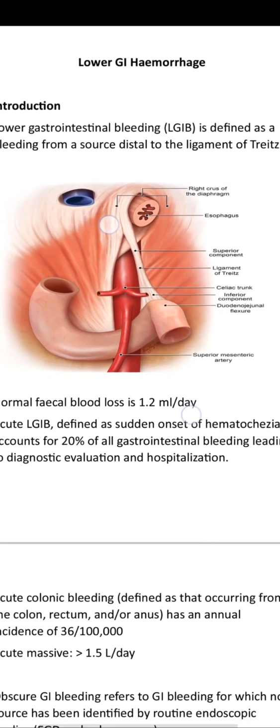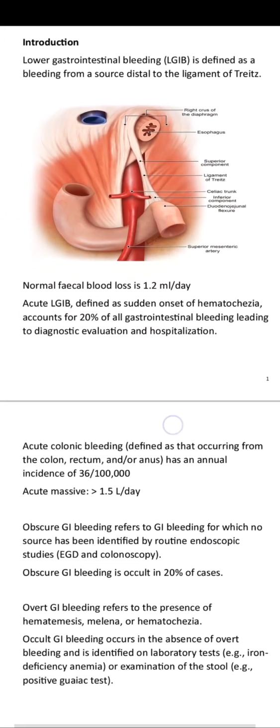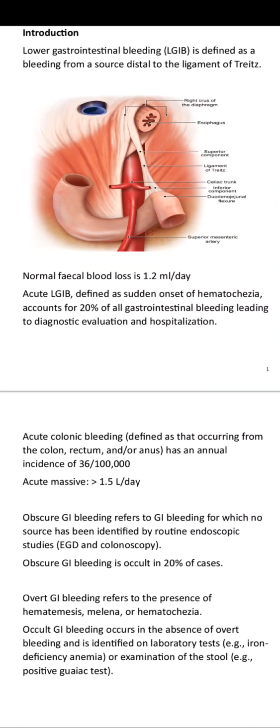And to have a common language that will help us in the next few minutes: normal fecal blood loss is about 1.2 milliliters per day. This is not pathological. This is in a healthy patient. It is normal to see such bleeding on laboratory study.